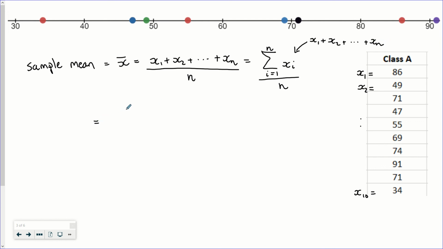So in this example, we would add together each of the x values, so 86 plus 49 plus all the way up to the last data point, which is x10 in this case, which is 49, and then divide by the total number of data points. Here we've got n equals 10 because there's 10 data points, so we divide by 10. And if we work that out, we'd get that x bar is 64.7.